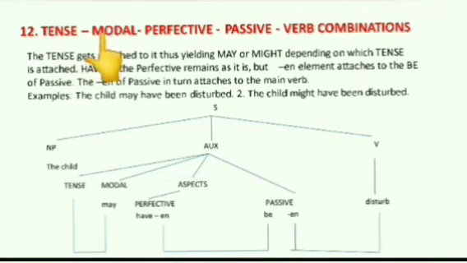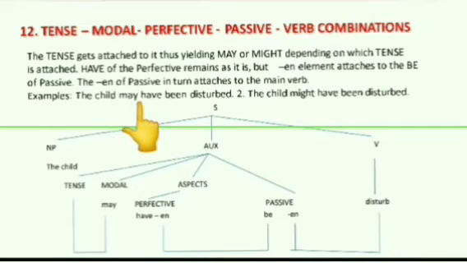Tense modal perfective passive verb combinations. The tense gets attached to it, thus yielding may or might depending on which tense is attached. Have of the perfective remains as it is, but the en element attaches to the be of passive. The en of passive in turn attaches to the main verb. Examples: the child may have been disturbed. The child might have been disturbed.